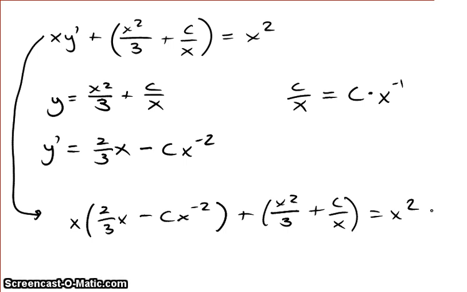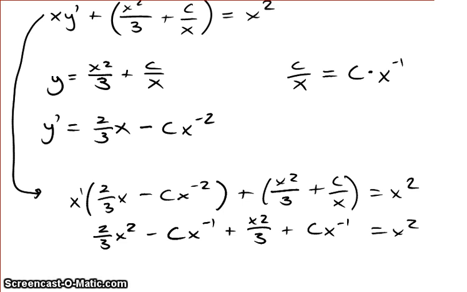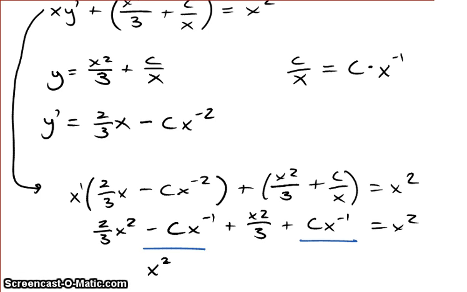From here, it's going to be a bunch of algebra. Let's distribute the x to the first power. We get 2/3 x squared, minus c x to the negative 1, plus x squared over 3, plus c over x, which is the same thing as c x to the negative 1. Does this equal x squared? It sure does. The c x to the negative 1 terms cancel out. We've got a common denominator here. 2/3 x squared plus 1/3 x squared gives us x squared. So it matches up and we're good to go.